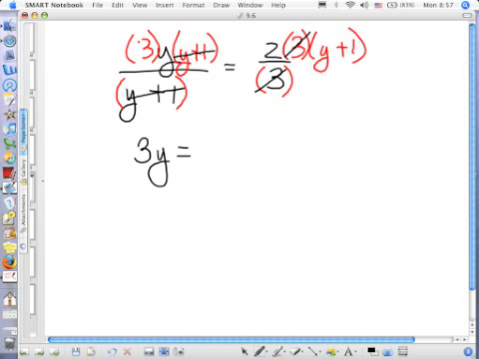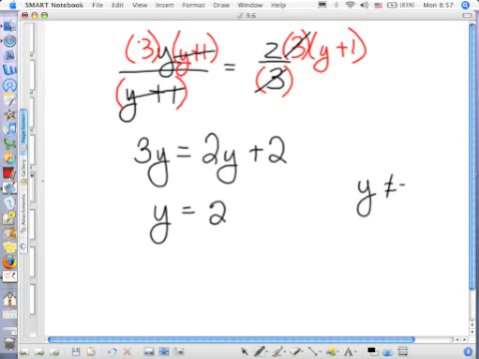All right, so here when I distribute a 2, I get 2y plus 2. This is a regular equation. I can solve it by subtracting 2y from both sides. And I get y equals 2. Now, what did we say y could not equal? We said y couldn't equal negative 1. Well, it doesn't. So your answer is y equals 2.